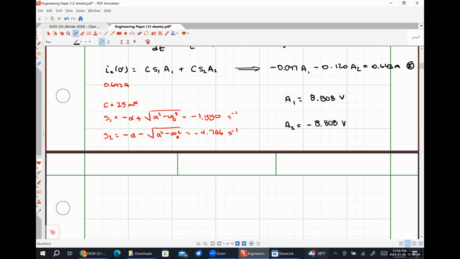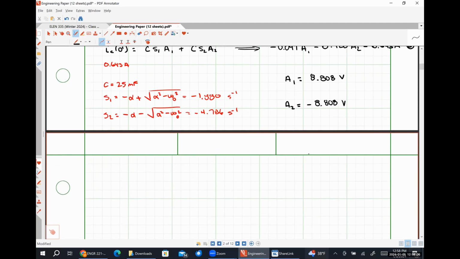So from here, we can then say that V of t is just 8.808 e to the negative 1.880 t minus 8.808 e to the negative 4.786 t volts.